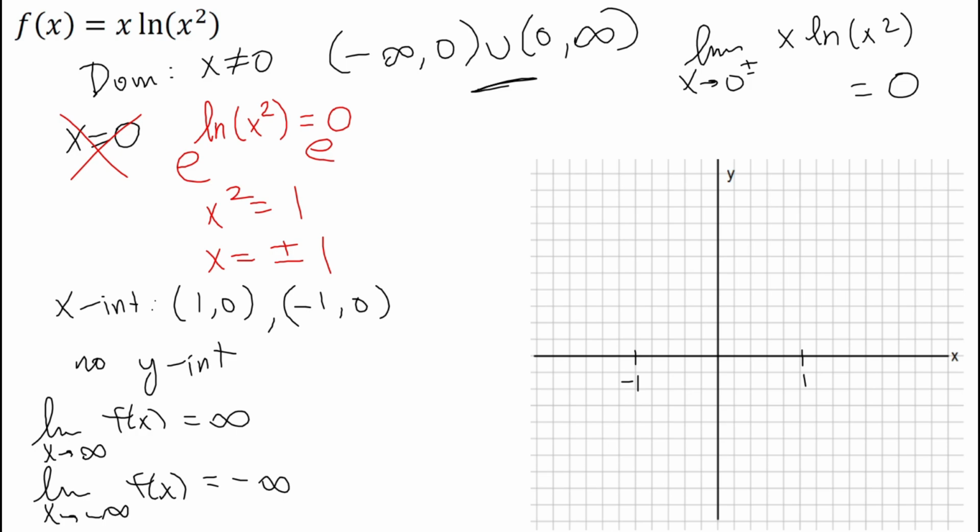So we're approaching 0 in the middle here, which means we're actually going to have a hole there at (0, 0). We're not going to have a vertical asymptote. So we have no asymptotes here.